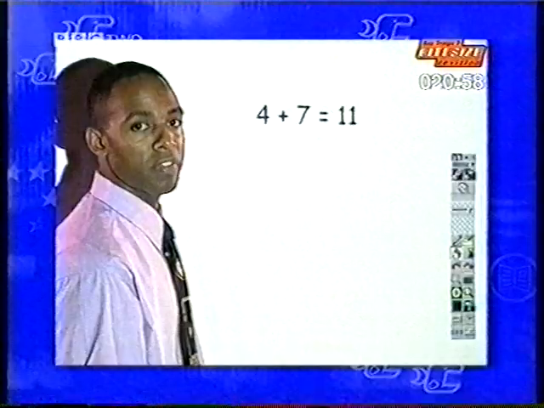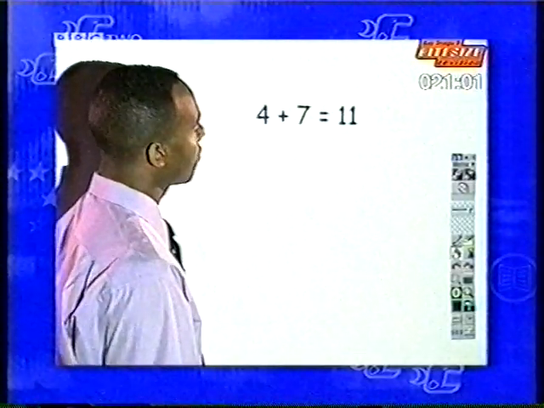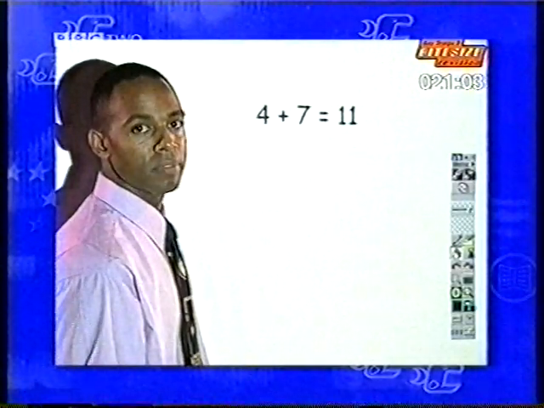In other words, any mathematical operation, addition, subtraction, multiplication or division, performed on one side of the equation must also be performed on the other side to make the equation balance and to make the equal sign still work. Here's an example. Let's take an example where all of the numbers are known. 4 plus 7 equals 11.